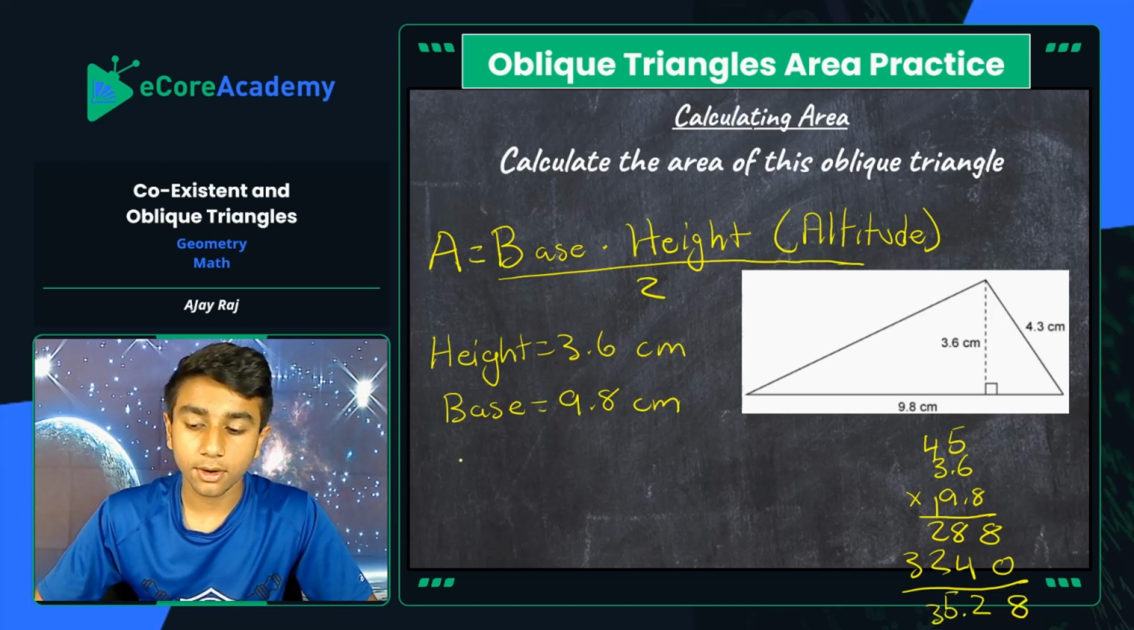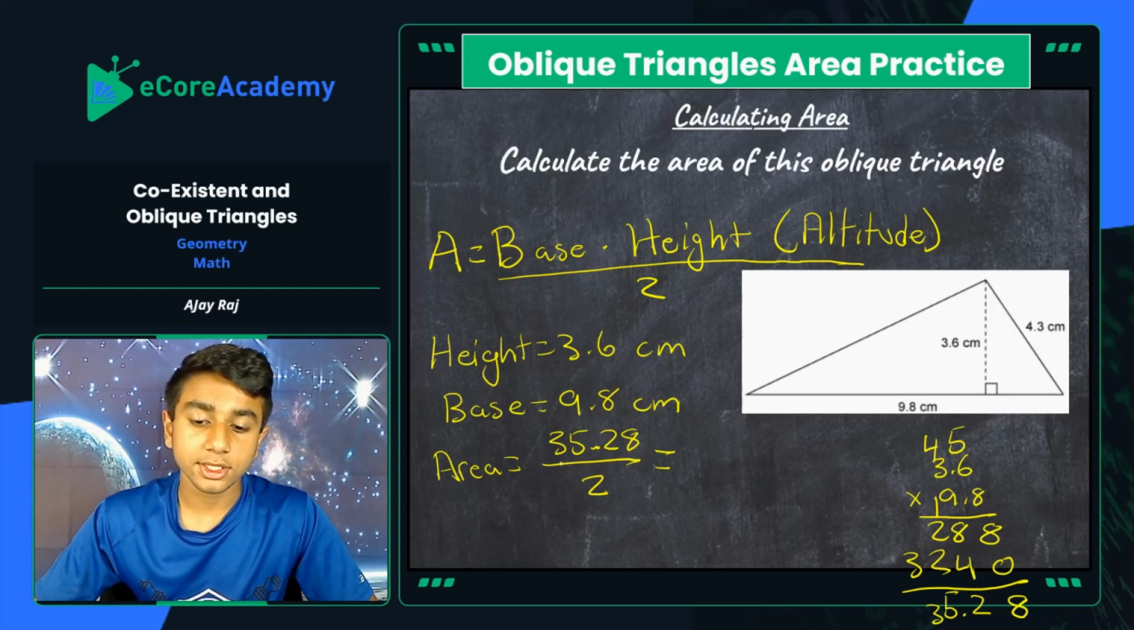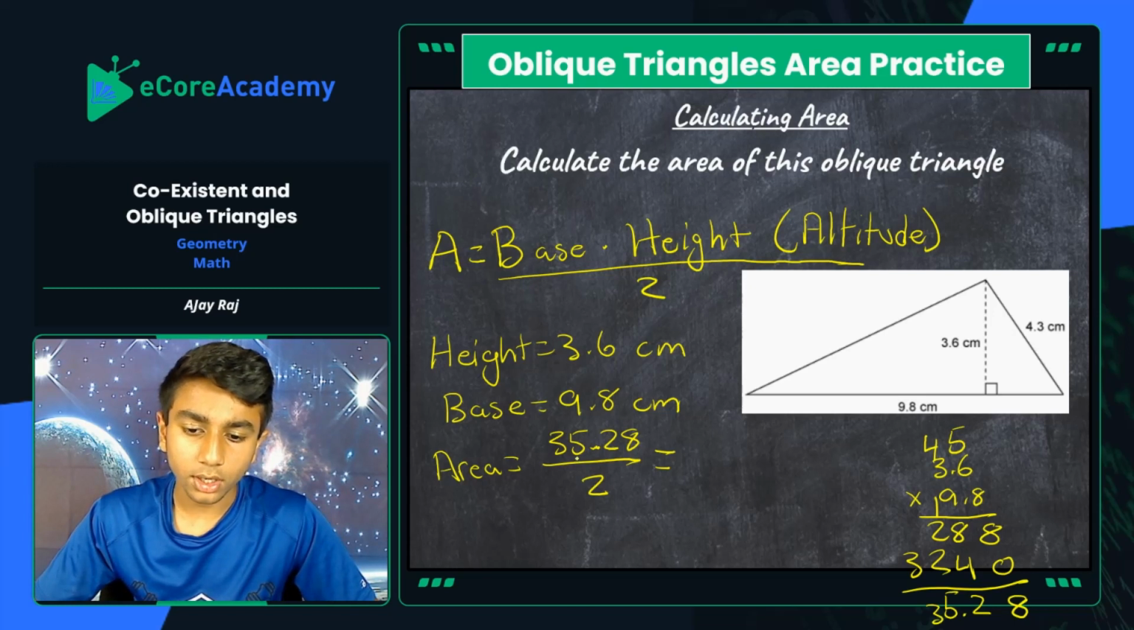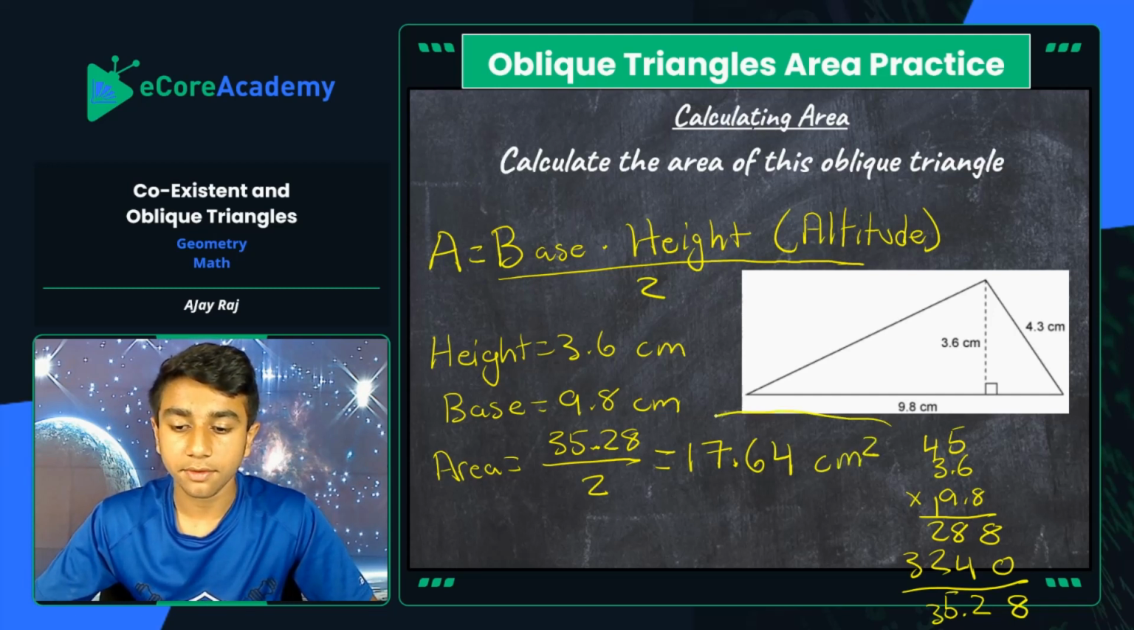And so the area equals, so we did 3.6 times 9.8, and that's 35.28. And now we're just going to divide that by 2. And we get that 35.28 divided by 2. You can look at the properties of this. You can tell that 17.5 plus 17.5 equals 35. And you can add 17.5 plus 0.14. So 17.5 plus 0.14 is 17.64. So that's 17.64 centimeters squared, and that's the area of this oblique triangle.